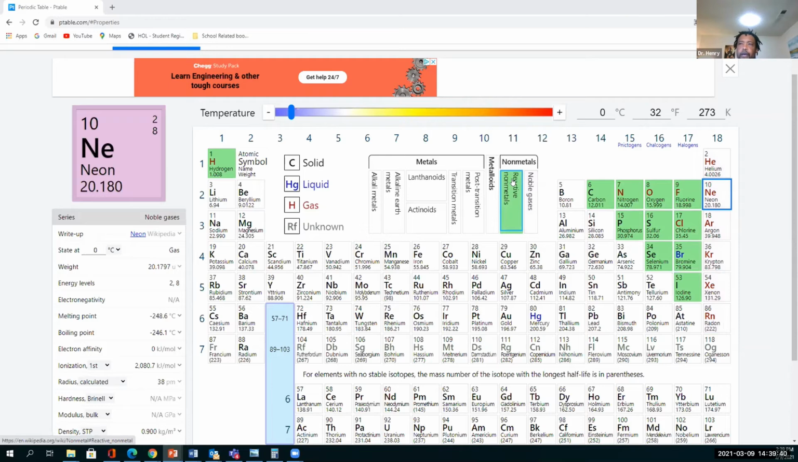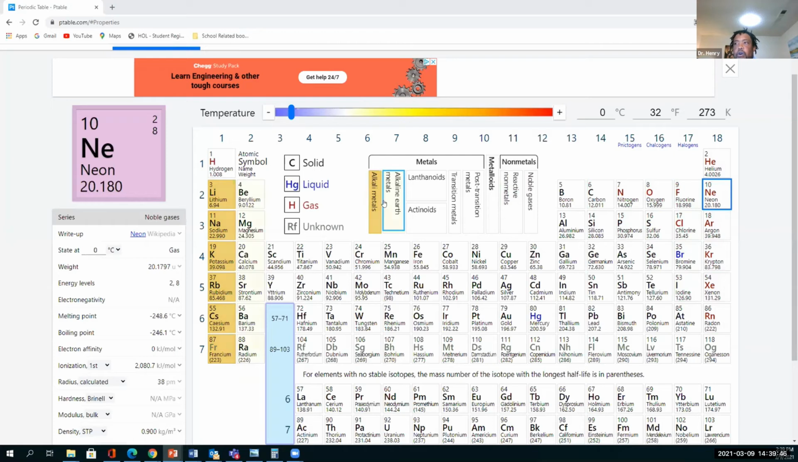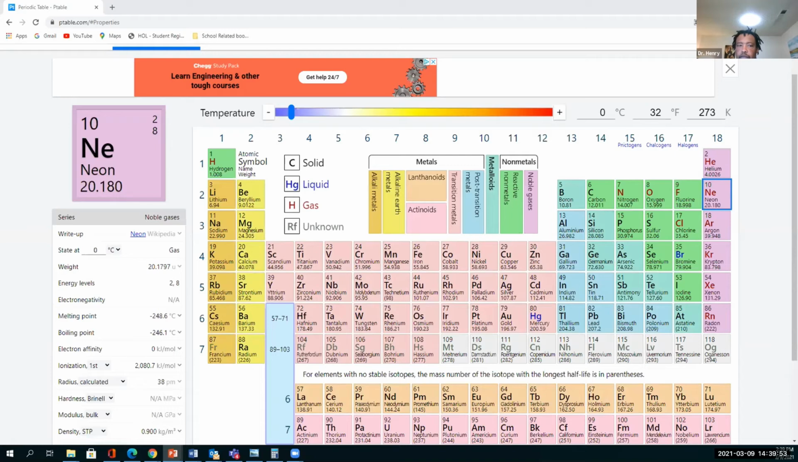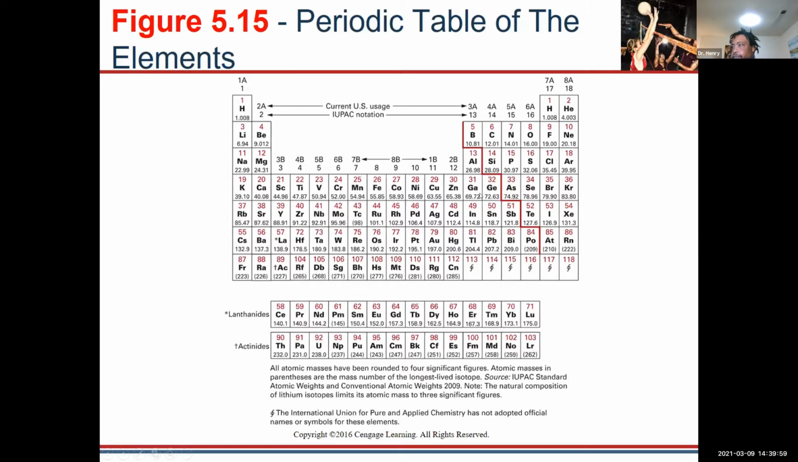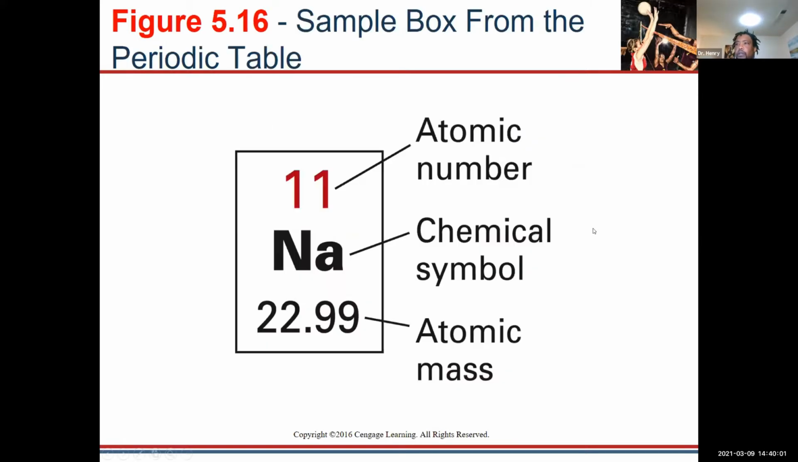Then you have certain metals that have certain characteristics. These are called alkali metals. These are called alkaline metals. Alkali metals are more reactive than alkaline metals, and we'll talk more about that later on. So back to the lecture. You're familiar with the atomic number, the chemical symbol, and the atomic mass.